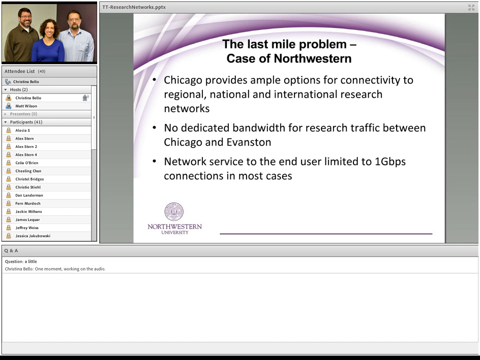So it's important to us to provide dedicated bandwidth between the two campuses, either to allow researchers on the Chicago campus to get up to things like Quest HPC in Evanston, or to allow folks in Evanston to be able to get down to Chicago and then to external networks. Also, in most cases, network service to the end user at your desktop is limited to 1 gigabit per second.